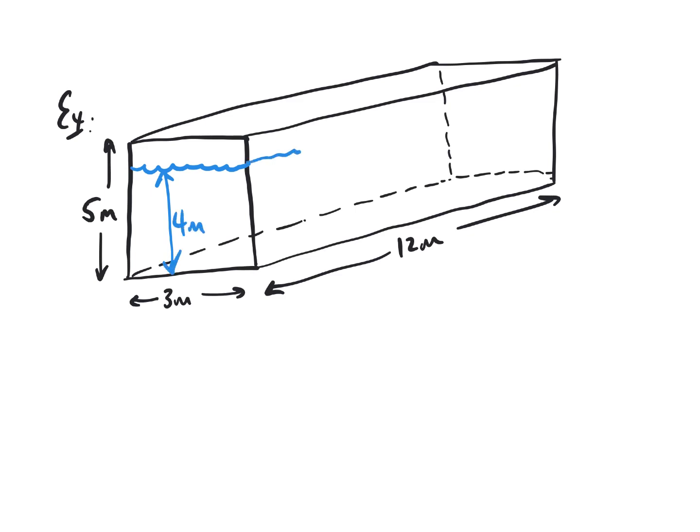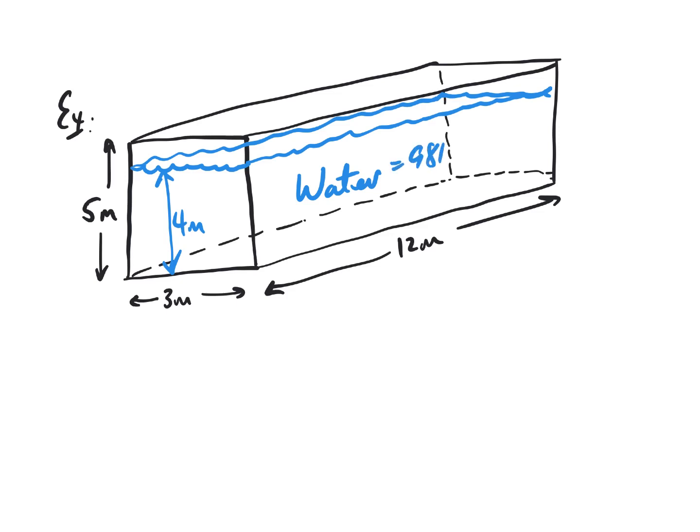All right, so I'll try to make that look somewhat three-dimensional, so you can kind of see the blue is meant to be the liquid. And by the way, the liquid that I'm going to use on this first one is going to be water. And the weight density of water is 9,810 newtons per cubic meter. Okay?